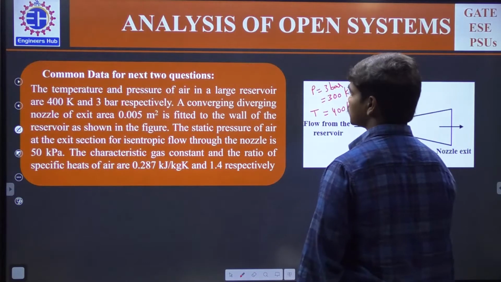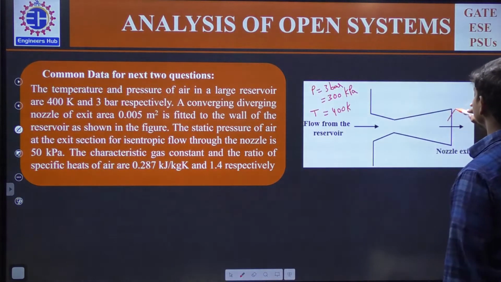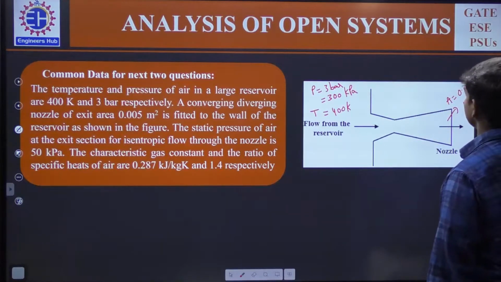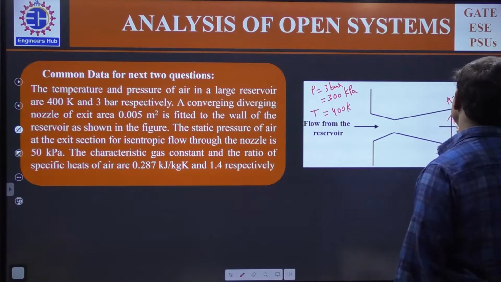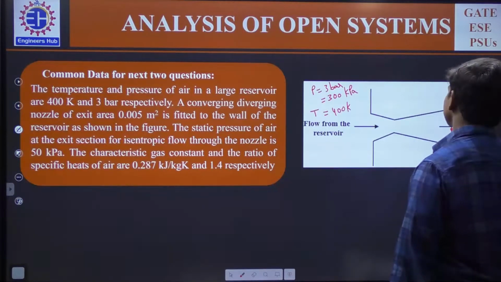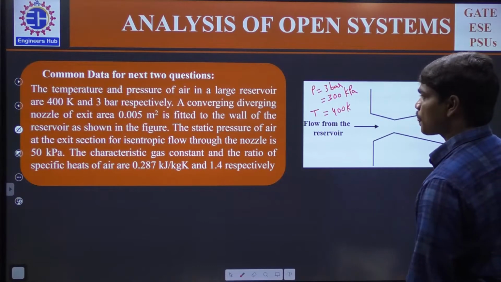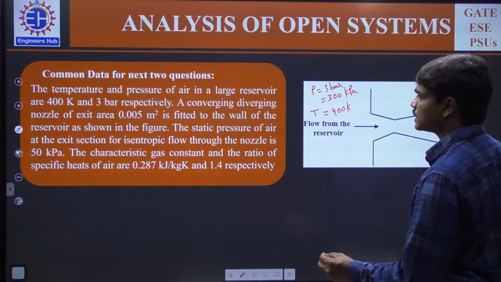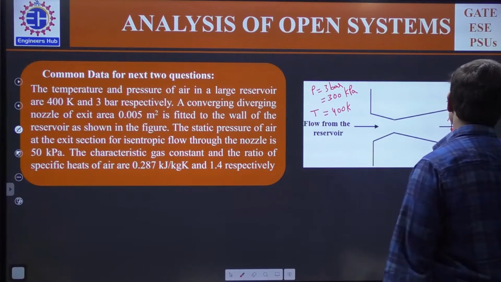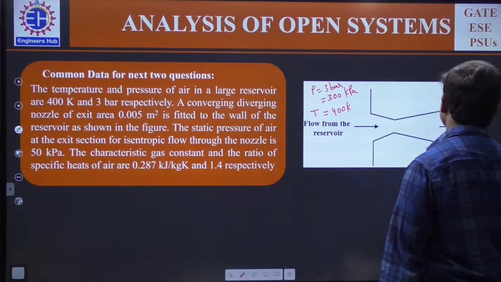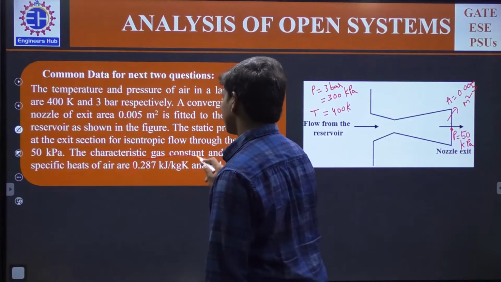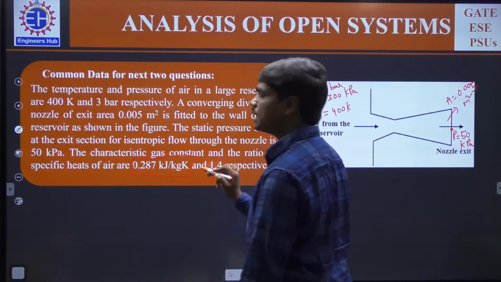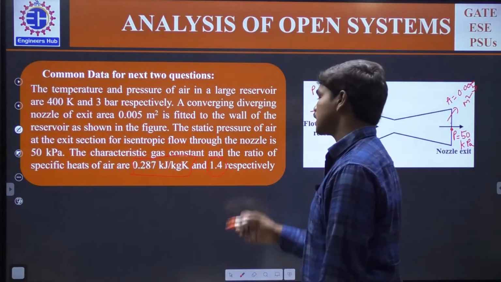A converging diverging nozzle of exit area 0.005 square meter is fitted to the wall of the reservoir. The static pressure of air at the exit section, for the isentropic flow through the nozzle, is 50 kPa. So here P exit is 50 kPa. Next, the characteristic gas constant is 0.287 kilojoule per kg K, and the ratio of specific heats, basically K, Cp by Cv, is 1.4. That's what is given in the question.